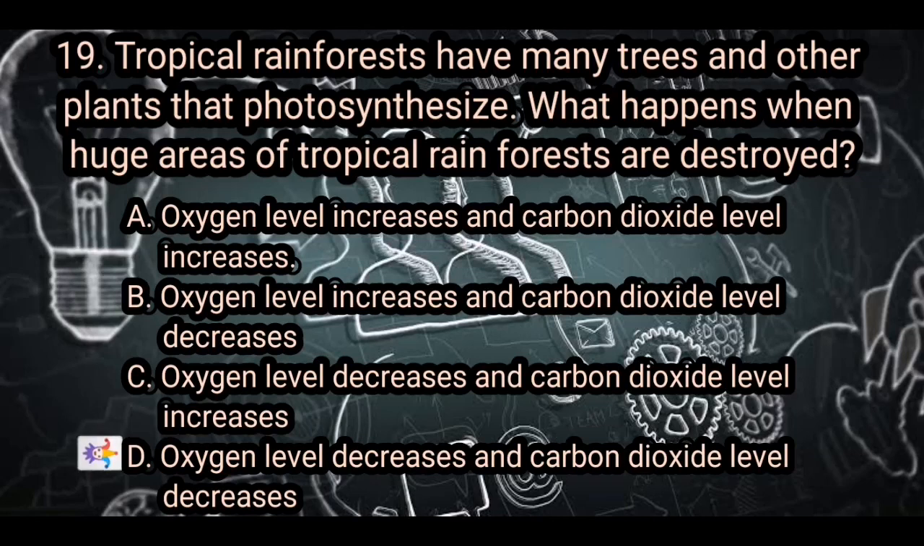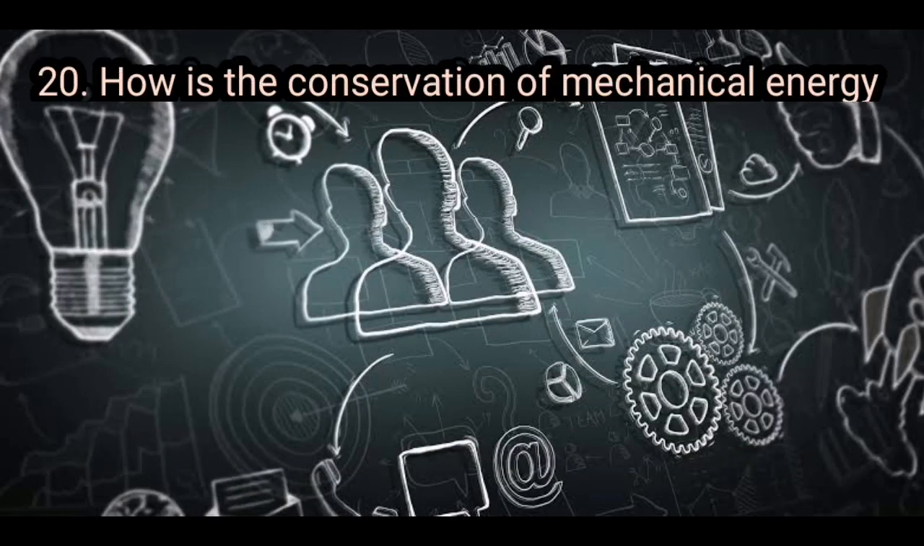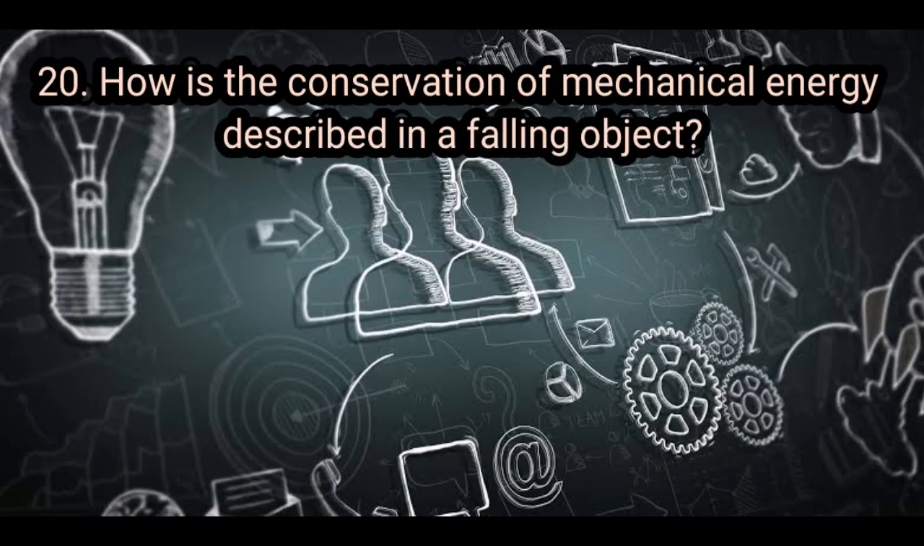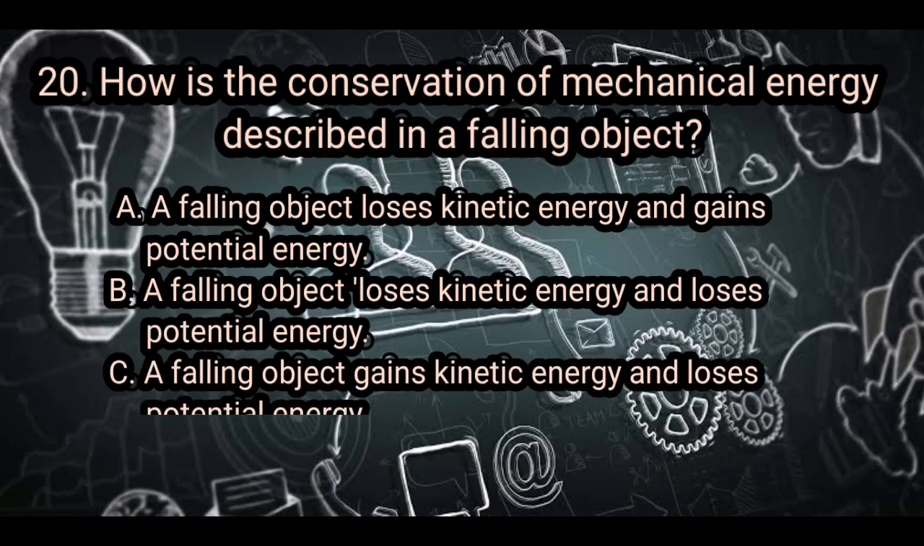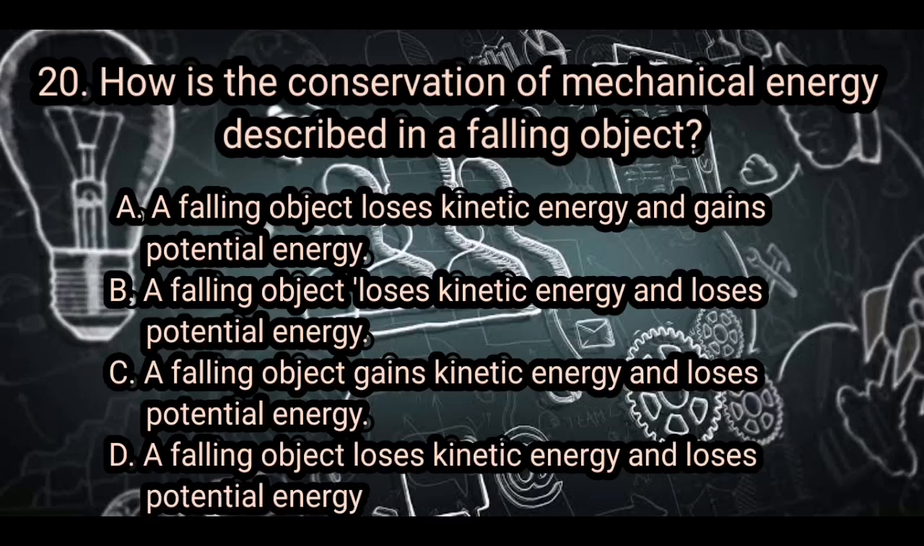Correct answer, letter D. 20. How is the conservation of mechanical energy described in a falling object? A. A falling object loses kinetic energy and gains potential energy. B. A falling object loses kinetic energy and loses potential energy. C. A falling object gains kinetic energy and loses potential energy. D. A falling object loses kinetic energy and loses potential energy.